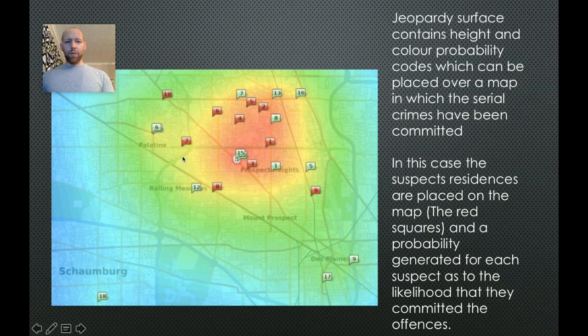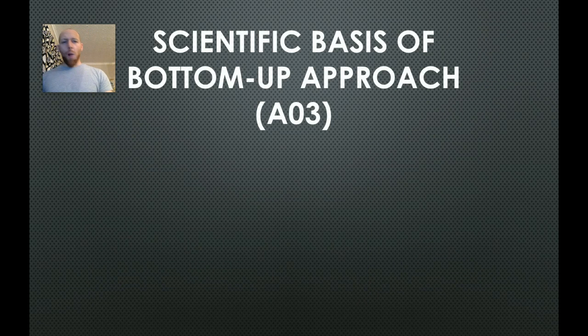As you can see as well, we have a series of numbers. These are suspects' residences, and a probability is generated for each of these potential offenders that determines the likelihood that they committed the offence. So scientific basis, let's evaluate this.